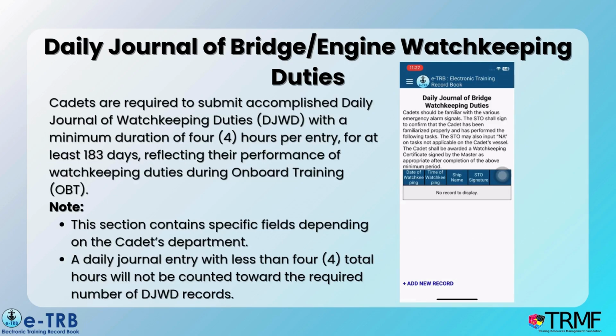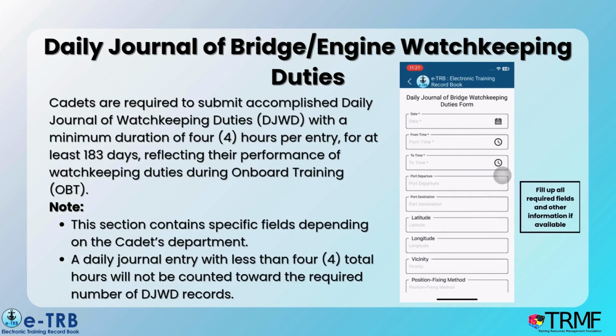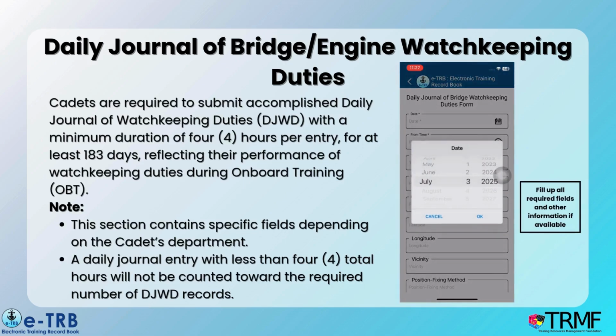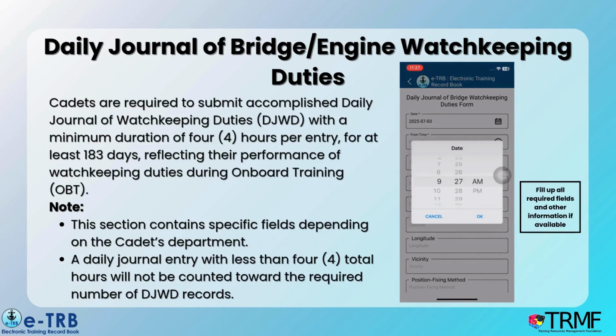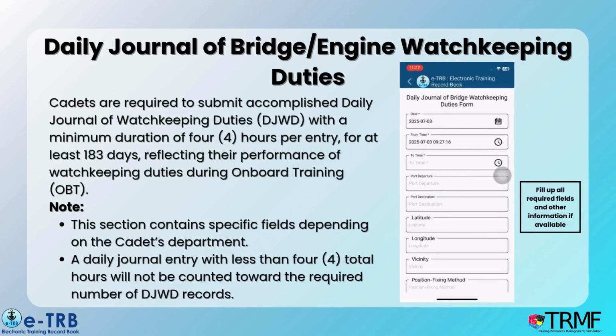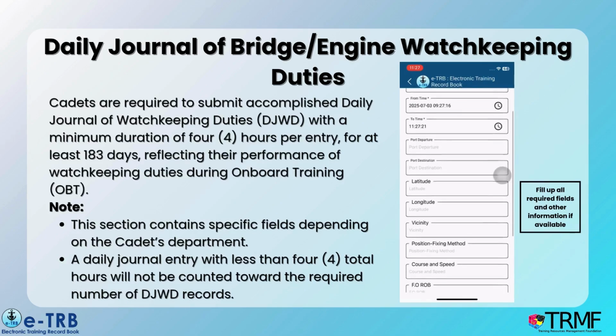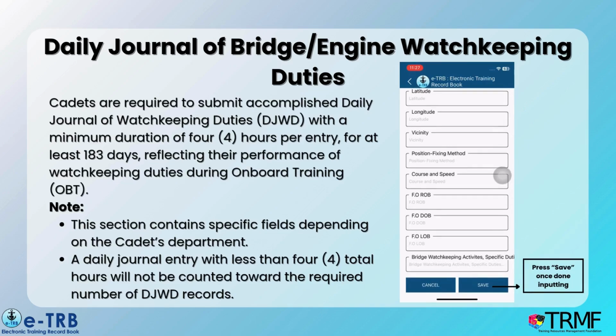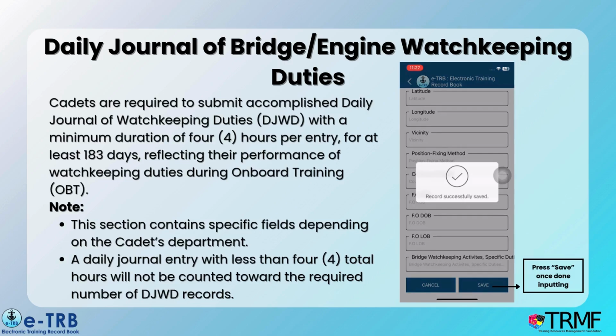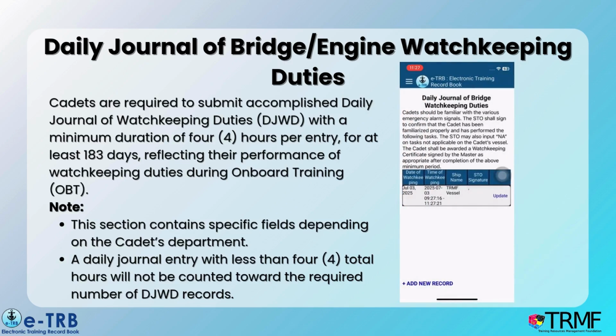Cadets are required to submit Accomplished Daily Journal of Watchkeeping Duties, DJWD, with a minimum duration of 4 hours per entry for at least 183 days, reflecting their performance of watchkeeping duties during onboard training, OBT. Note: this section contains specific fields depending on the cadet's department. A daily journal entry with less than 4 total hours will not be counted toward the required number of DJWD records.